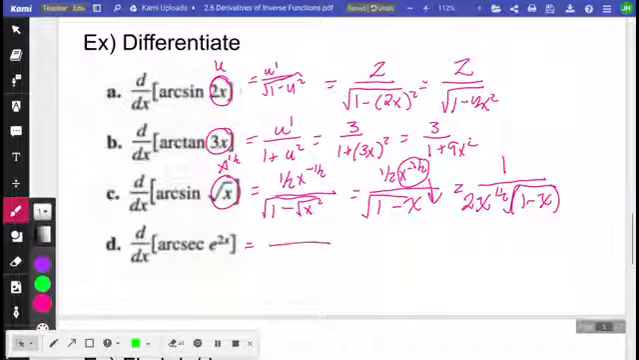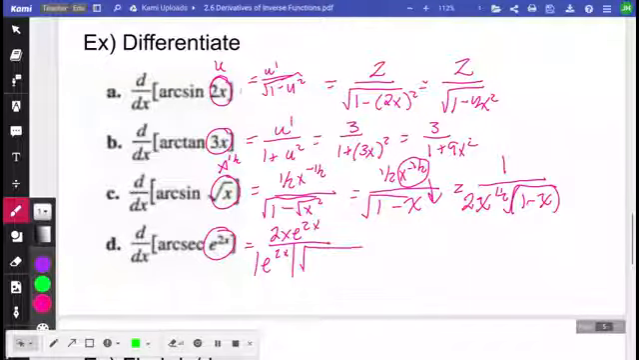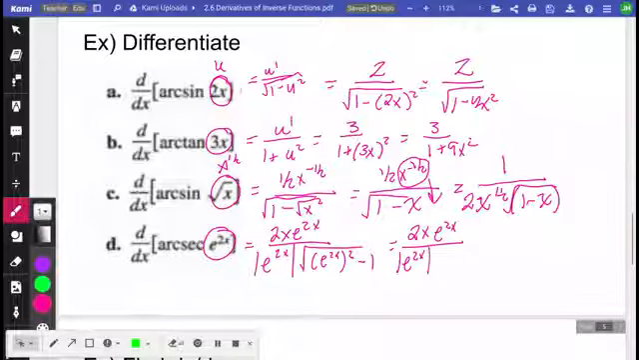All right, so my numerator will be the derivative of this. So if you derive e to the 2x, it is e to the 2x times the derivative of your exponent, which is 2. Then your denominator is the absolute value of your u, in this case, e to the 2x, times the square root of my u squared, so e to the 2x squared, and then minus 1. And I can simplify that a little bit. Okay, we'll first simplify inside that square root. So I have 2 e to the 2x all over the absolute value of e to the 2x.